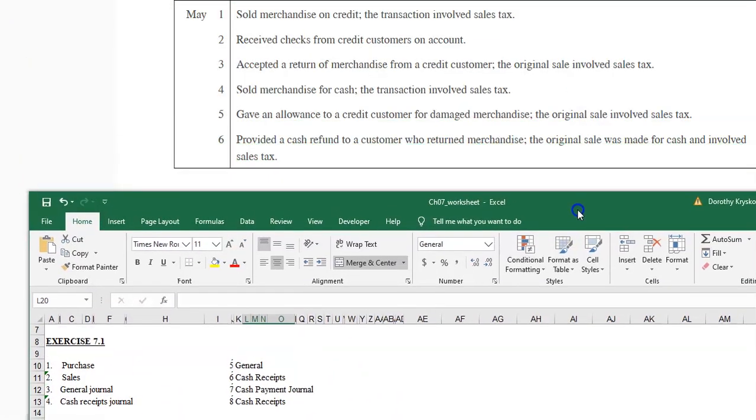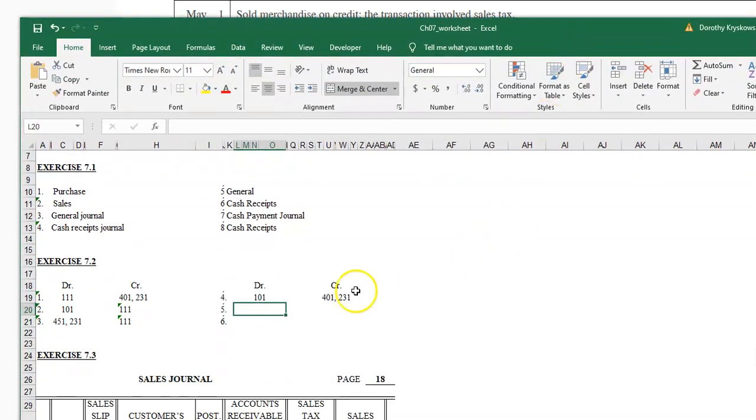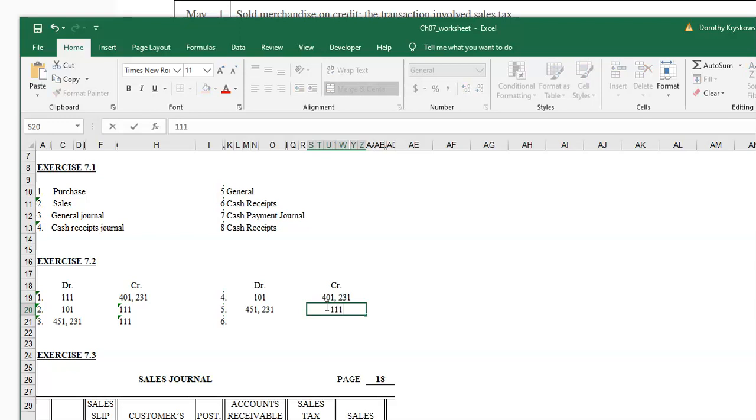So the 451 account, sales return allowance, is always a debit, so it's 451 when you return something. Then you've got to return the sales tax, so that's 231. And then you're going to credit his or her accounts receivable, because you gave her a discount in that.